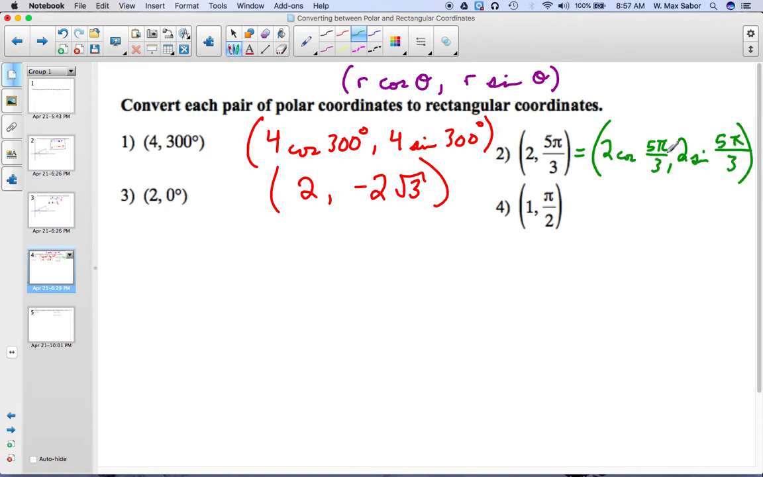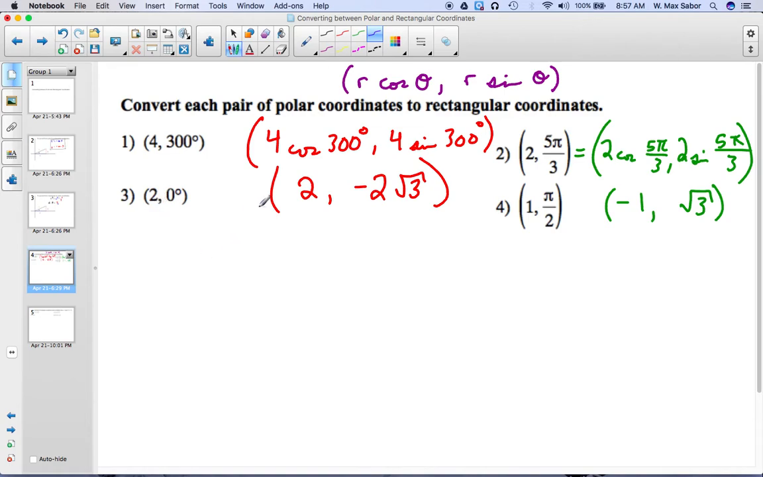Sine of 300 degrees is negative square root of 3 over 2. So the point is 2, negative square root of 3. For number 2, we have 2 cosine 5 pi over 3, 2 sine 5 pi over 3. What's cosine of 5 pi over 3? Well, that is positive 1/2, and sine is negative square root of 3 over 2.